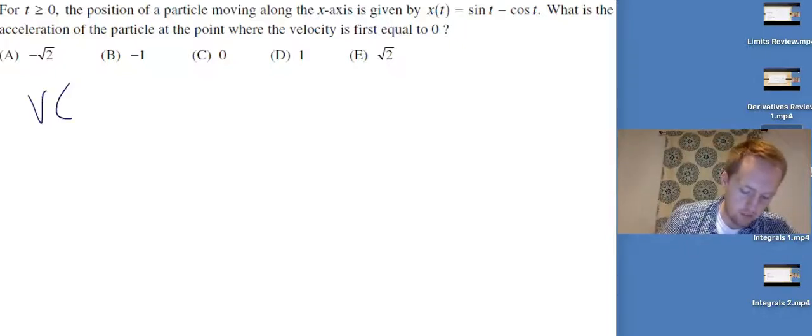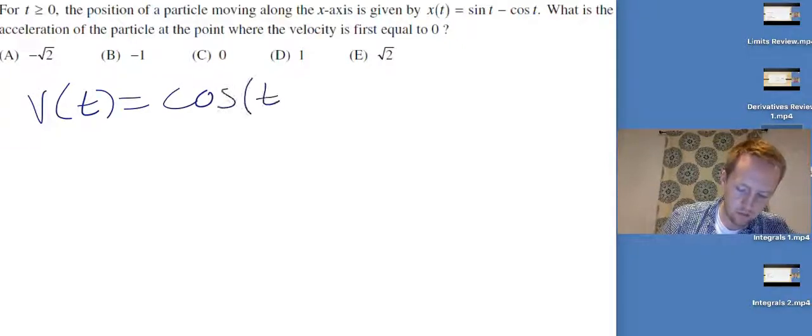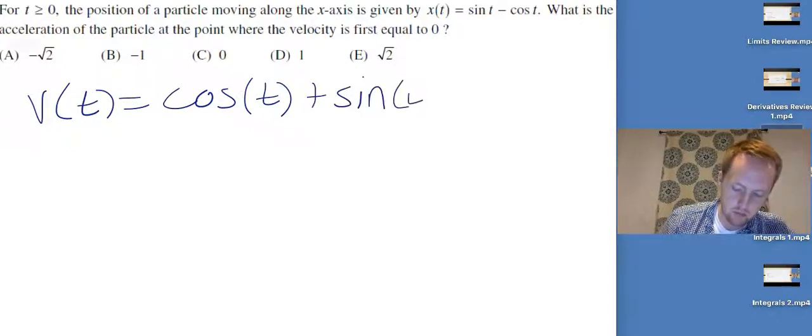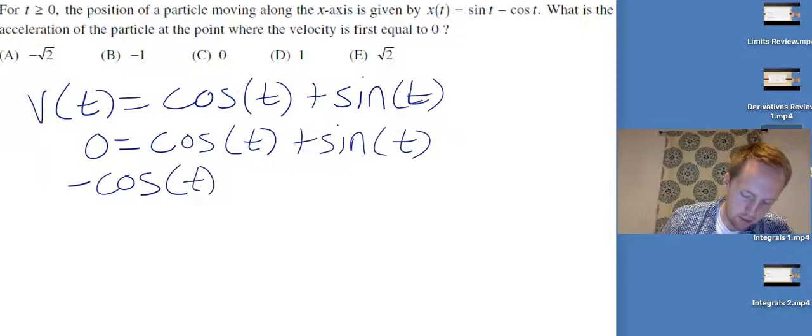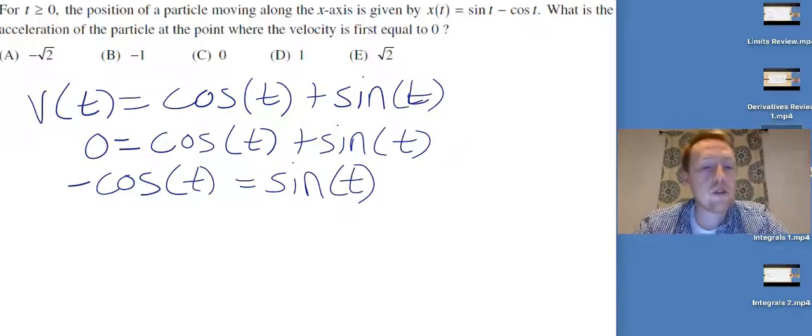So v of t, derivative of sine is cosine. Derivative of negative cosine is positive sine. So I need this to equal 0. So negative cosine of t equals sine of t. Now this is a unit circle idea. The first time that cosine and sine are the same except negative is going to be 3 pi over 4.